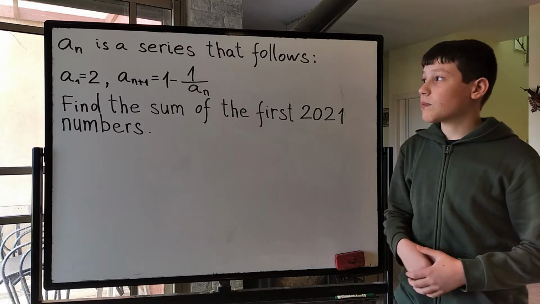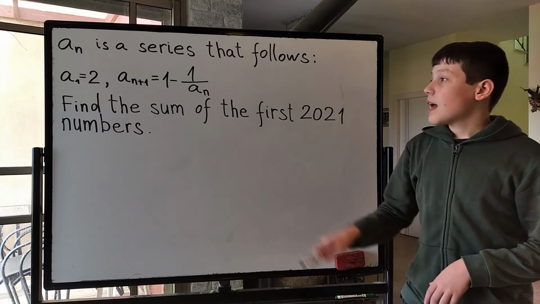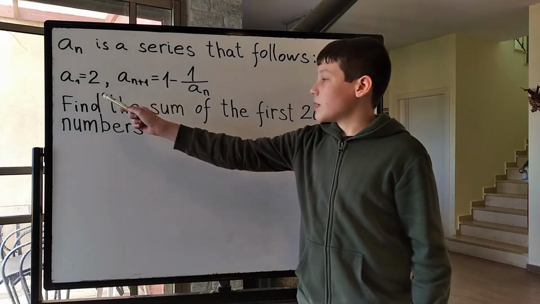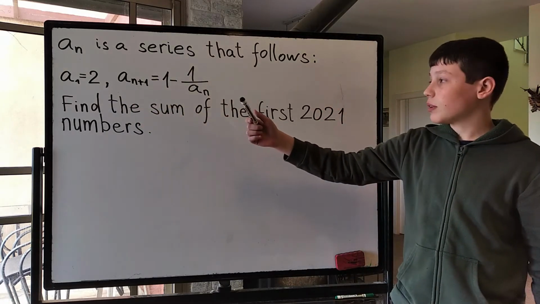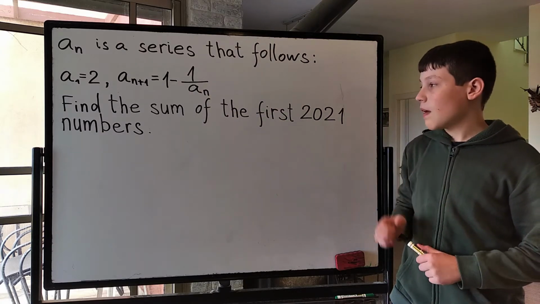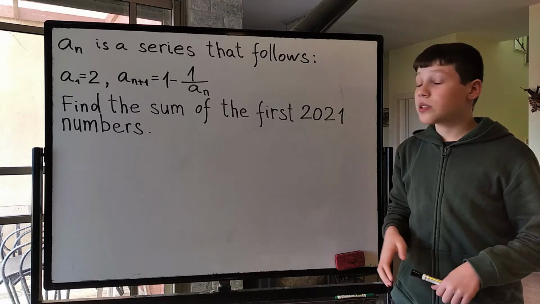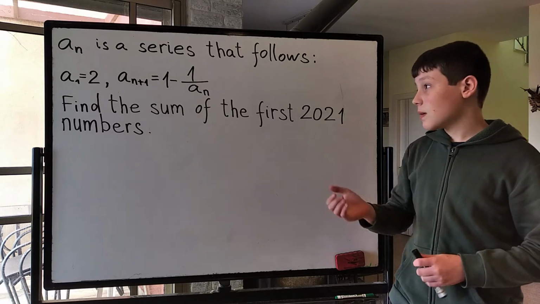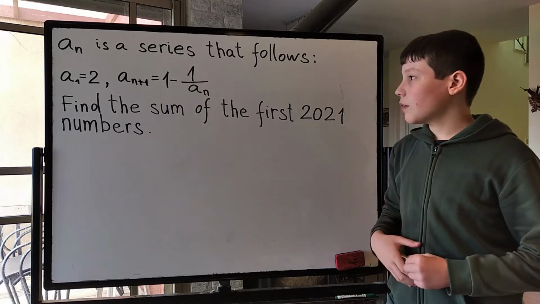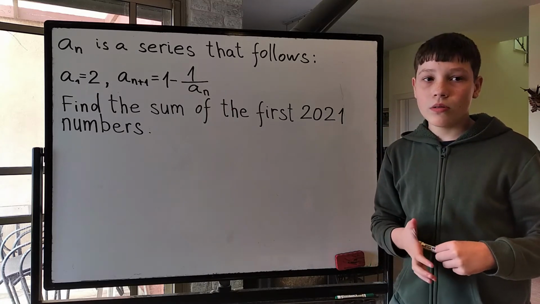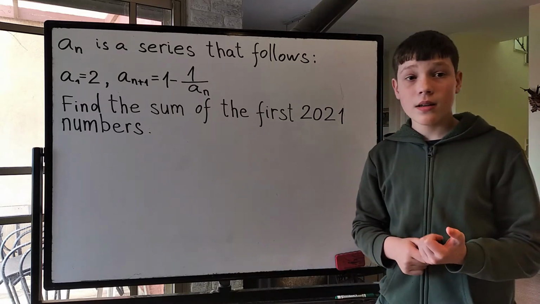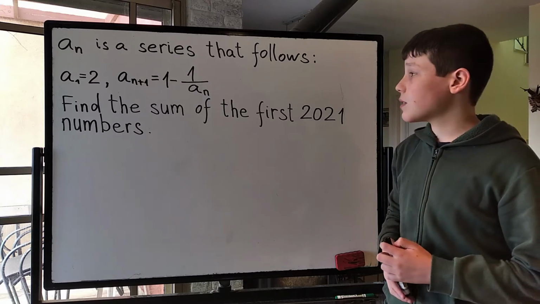Today we're going to look at this problem. AN is a series that follows A1 is equal to 2, and generally AN plus 1 is 1 minus 1 over AN. Find the sum of the first 2021 numbers in this series. So, first thing we're gonna do is use some sort of trick which is similar to the trick of last video.